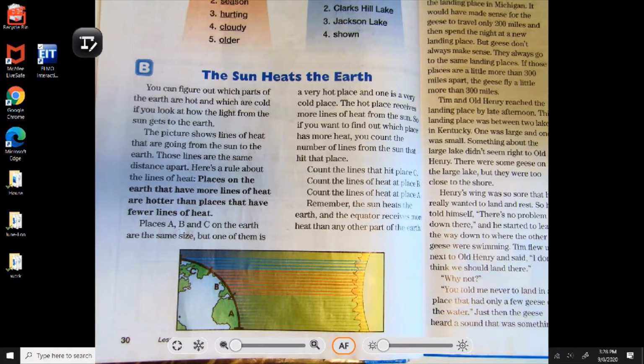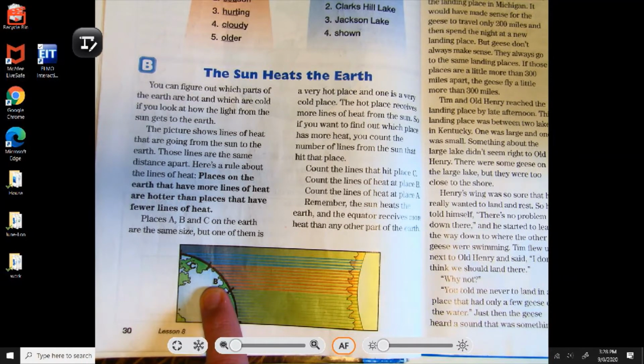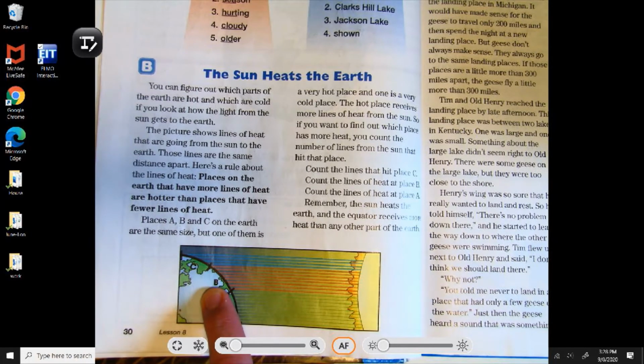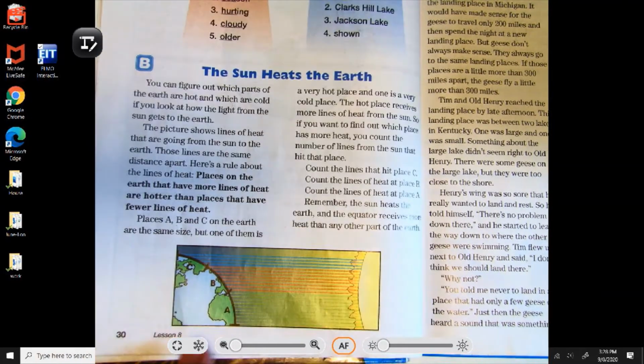Count the lines of heat at place B. Everyone do that. How many lines of heat hit place B? Right, 8. So which place has more lines of heat? Place C or place B? B is correct. Now count the lines of heat at place A.